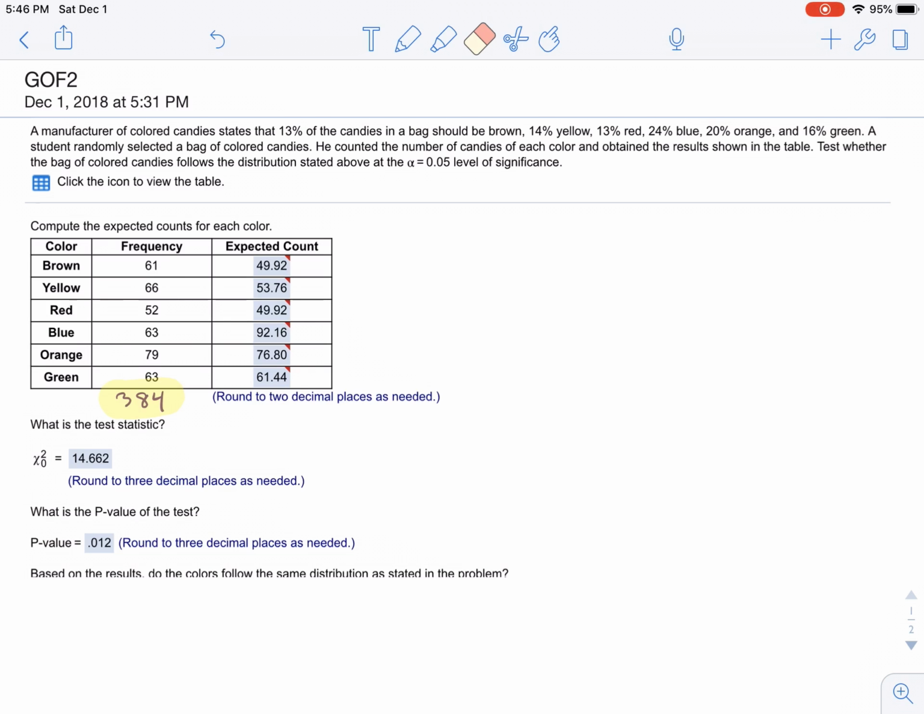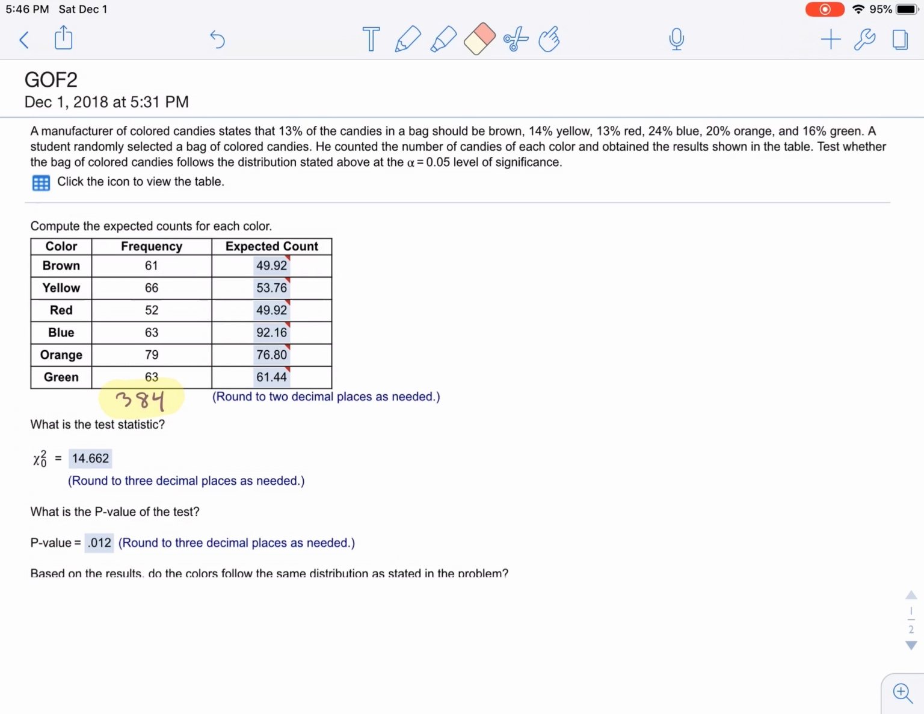He counted how many browns there were: 61. He counted the yellows, there were 66. He counted the reds, there were 52. And he's trying to see if the candies actually follow the distribution of what the manufacturer says. The manufacturer says that 13% should be brown, 14% yellow, 13% red, etc.